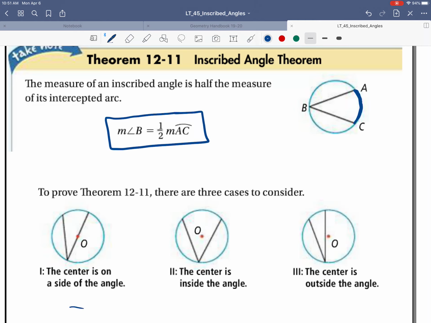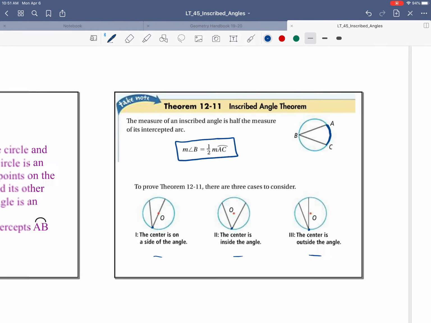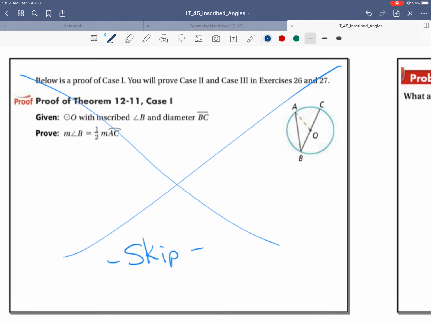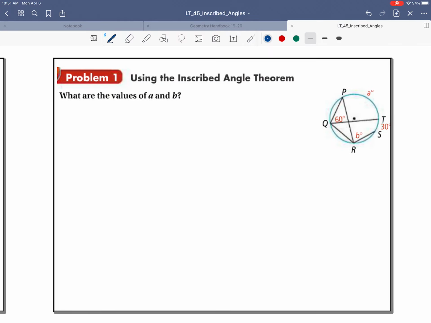Now here's three different scenarios. And in all three cases, you can do a proof for this. They are all inscribed angles, because the points are on a circle. We're not going to do the proof for this. We're just going to use the fact that the inscribed angle is half of its intercepted arc. So we're going to skip that proof. Let's go on to here.